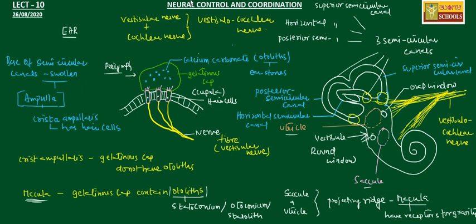In the next session we will see nervous system disorders, after which we will start discussing the objectives on neural control and coordination.